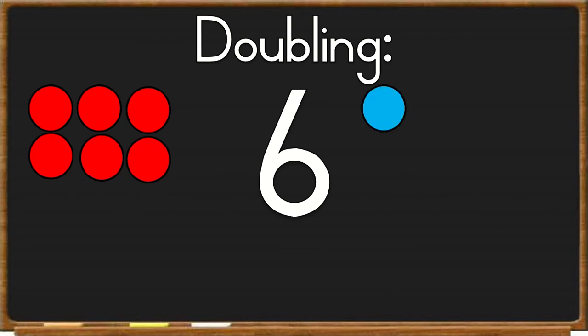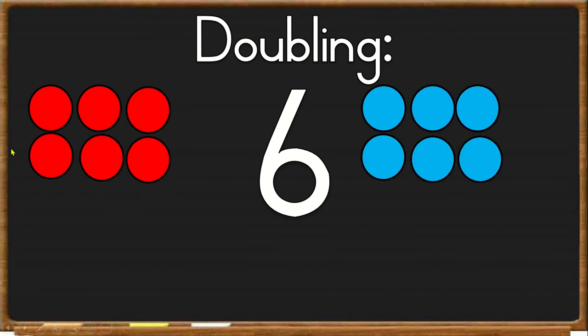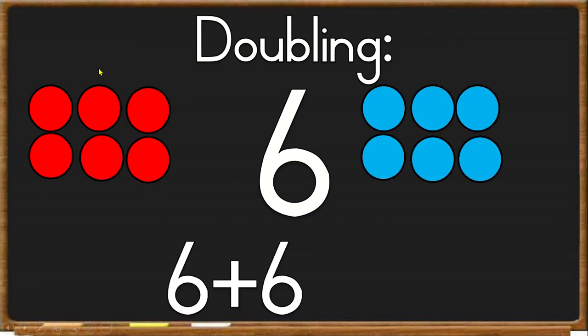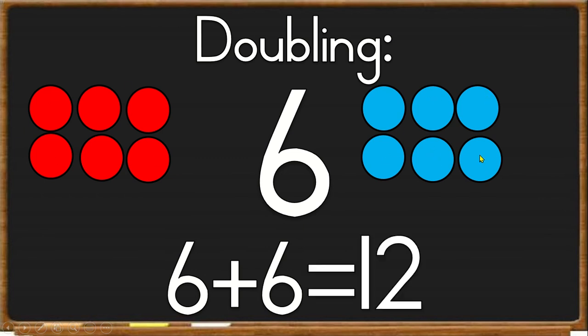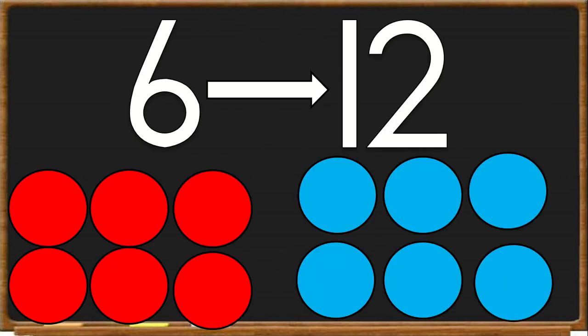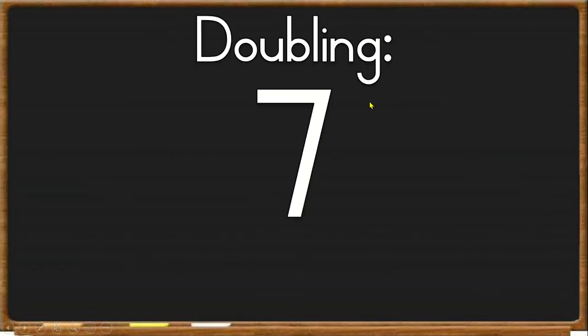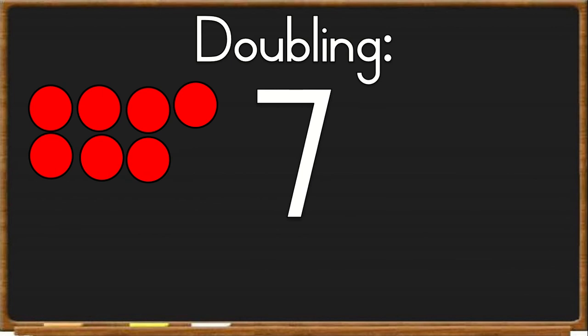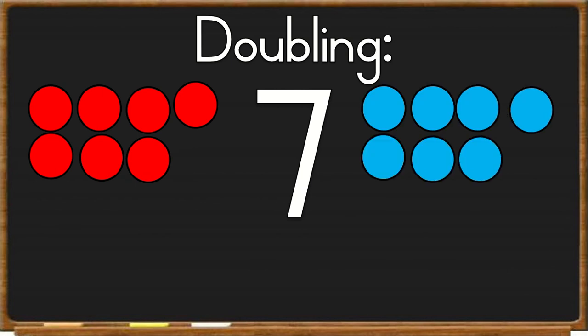Now we're going to do 6. So I have 6 on this side, 6 on this side. So 6 plus 6, 1, 2, 3, 4, 5, 6, 7, 8, 9, 10, 11, 12. So 6 plus 6 is 12. Therefore, I can say double 6 equals 12. Now we're going to look at 7 on the left, 7 on the right side.